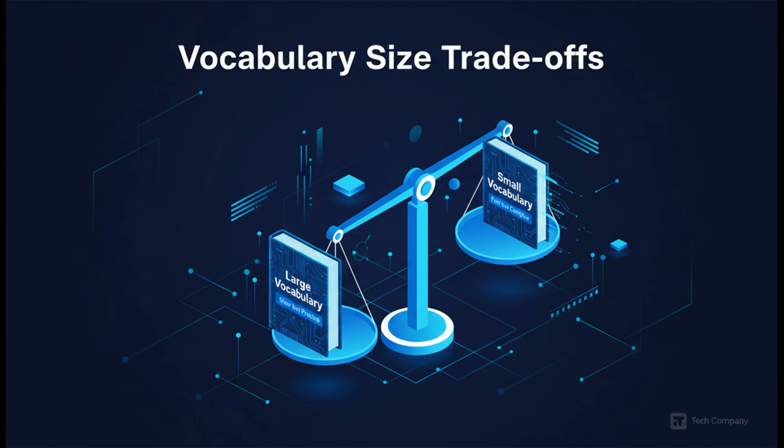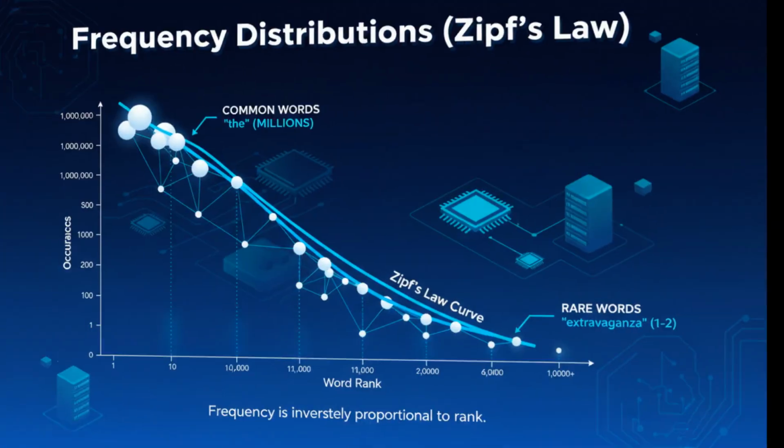There is always a trade-off. A massive vocabulary makes it easier for the model to speak, but it makes the model's brain, the parameters, much heavier and more expensive to run.